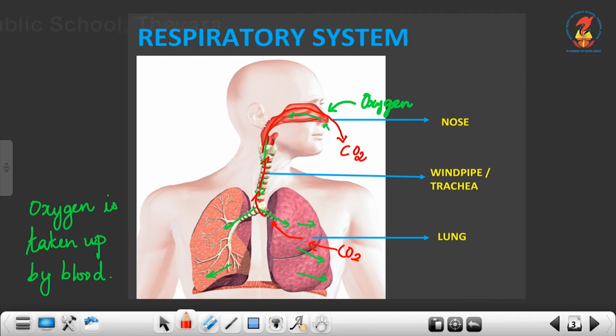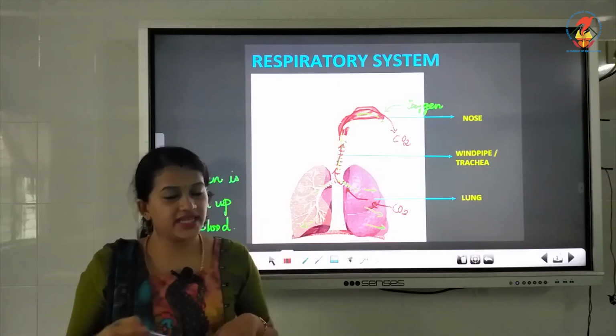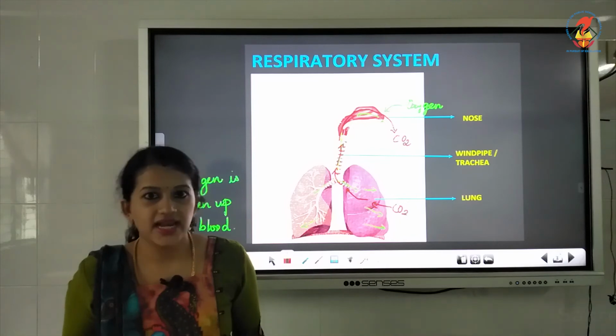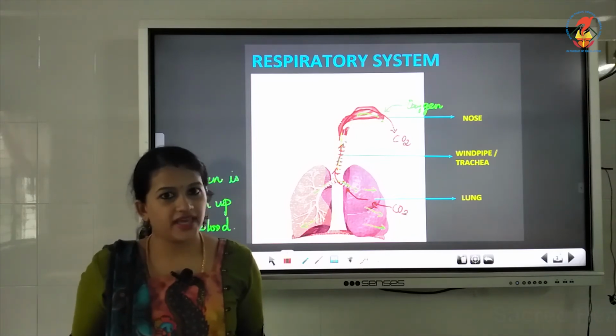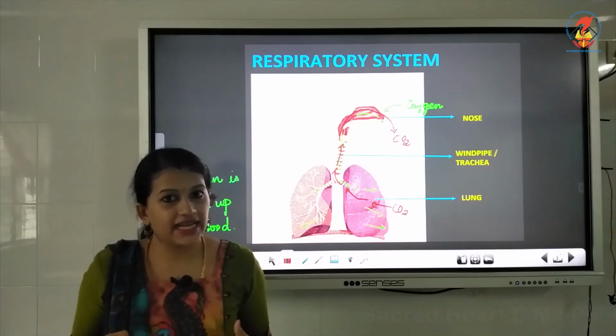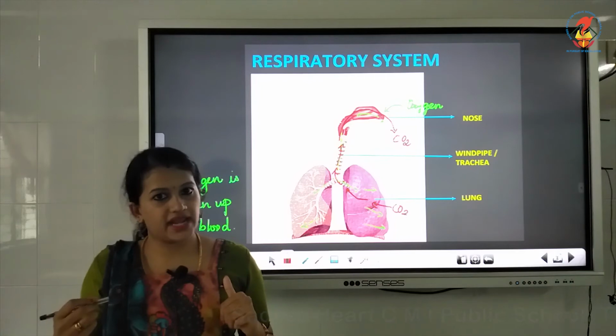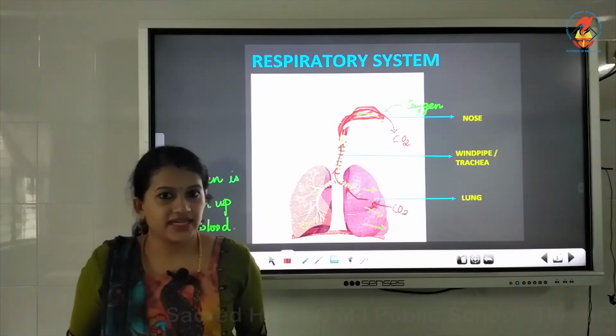We are breathing the carbon dioxide out. Is it clear? So, just remember, oxygen goes in and carbon dioxide comes out. Okay, so the air we breathe in is known as the inhaled air and the air we breathe out is known as the exhaled air.